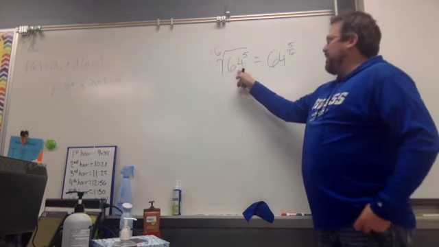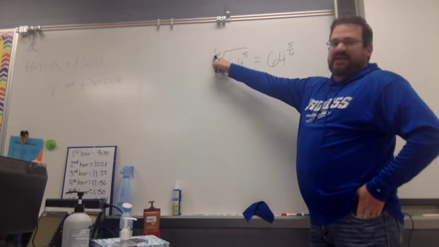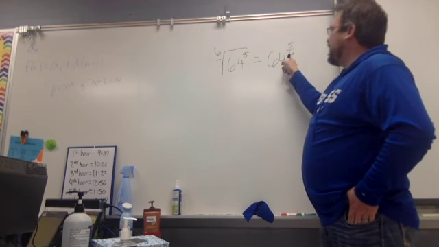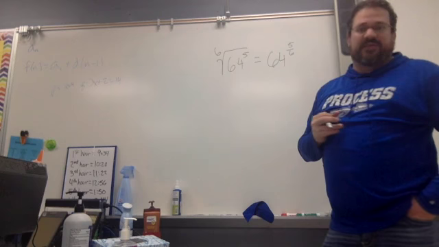So if I have a number raised to a power inside of a radical, I use the number that's outside the radical as the denominator, and the number inside the radical as the numerator, or the top of the fraction.